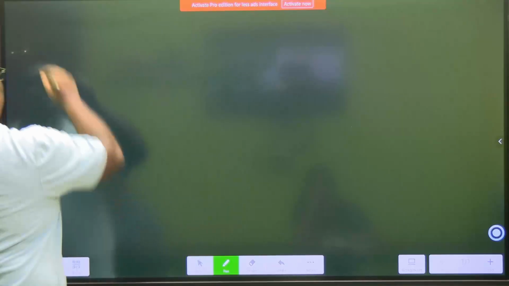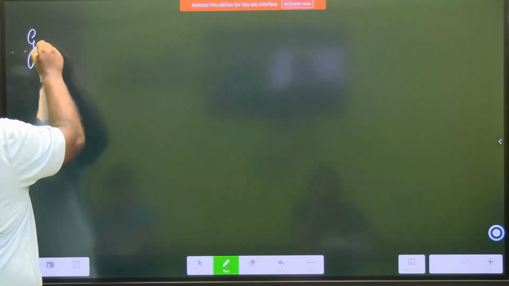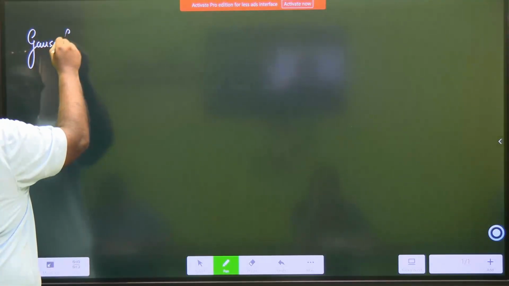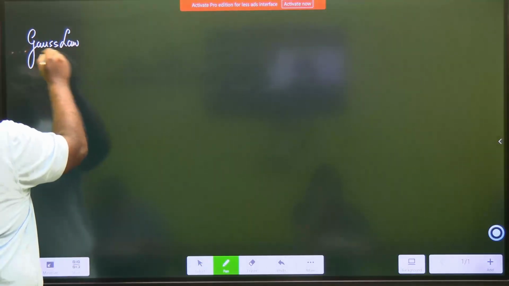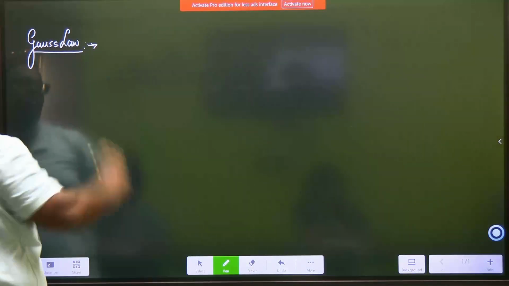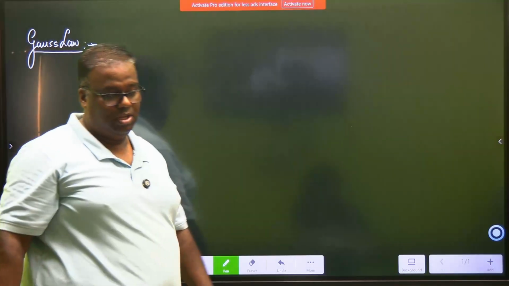Right. We start with Gauss law. Gauss law doesn't have any proof, but it can be explained for one generic case of the sphere, which we did yesterday, we'll do today also. So let's write Gauss law.